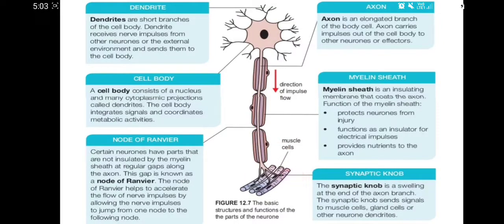Then here we have the synaptic knob. This is the swelling part at the end of the axon branch. The synaptic knob sends signals to muscle cells, gland cells, or other neuron dendrites. This means the synaptic knob sends impulses or signals to the muscle cell, the effector, for example a muscle cell or gland cell, and also other neuron dendrites. So the synaptic knob passes the signal to another neuron, while the dendrite there receives it. It receives the signal from the other neuron and passes it to the cell body.